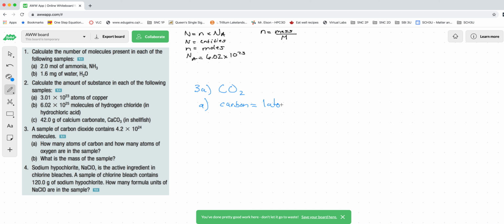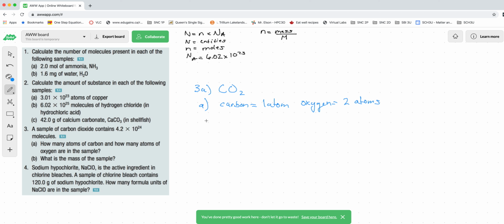It shows you right in the formula, which means that there are 2 oxygens. So we can describe that as being 2 atoms of oxygen in that carbon dioxide formula. So very, very straightforward for just calculating CO2 on its own. The problem, though, is the sample of carbon dioxide in 3 contains 4.2 times 10 to the 24 molecules.